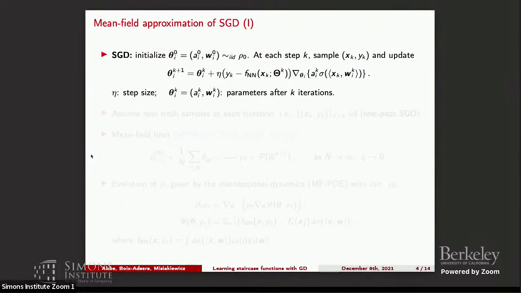Here SGD will be initialized with IID weights from an initial distribution rho zero. At each step k, we sample xk, yk, and update the weights. Eta here denotes the step size, and theta k denotes the weights obtained after k iterations of this SGD. This is quite challenging to study directly, so we'll use a mean field approximation. What we'll assume is that we use new fresh samples at each iteration, so the xk, yk are IID. So we're doing a one-pass SGD, which is the important assumption for this mean field approximation to work.